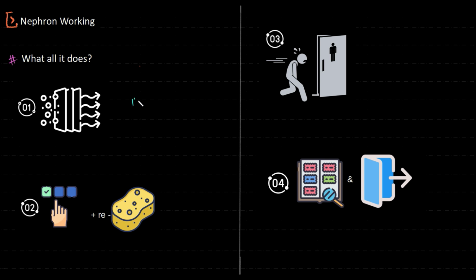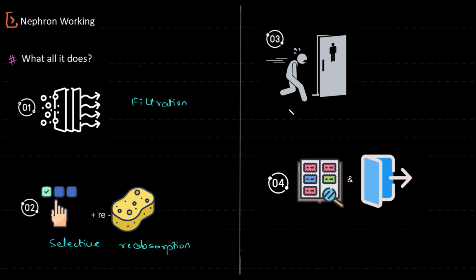It starts off by filtration, right? This is filtering out things. Then this is selection, and this is a sponge which absorbs things, right? Water and all of that. So reabsorption. So this will be selective reabsorption.